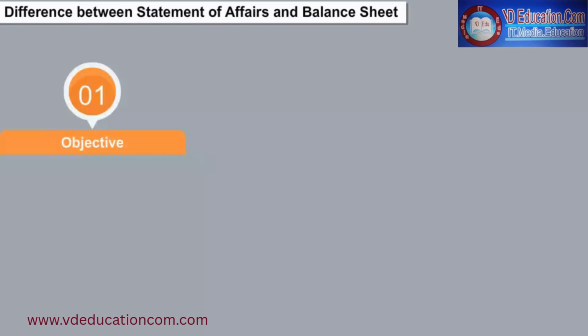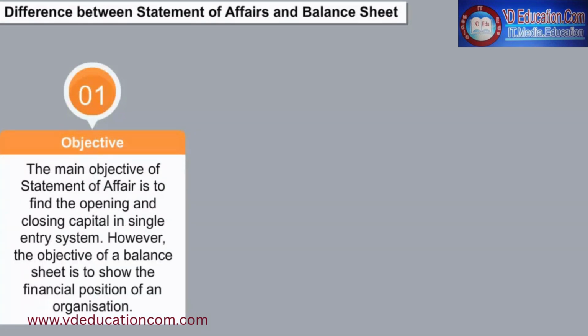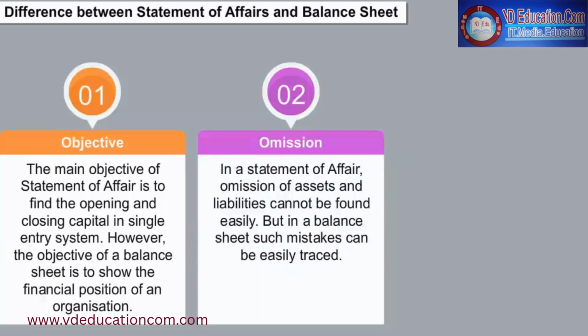1. Objective. The main objective of statement of affairs is to find the opening and closing capital in single entry system. However, the objective of a balance sheet is to show the financial position of an organization. 2. Omission. In a statement of affairs, omission of assets and liabilities cannot be found easily, but in a balance sheet, such mistakes can be easily traced.